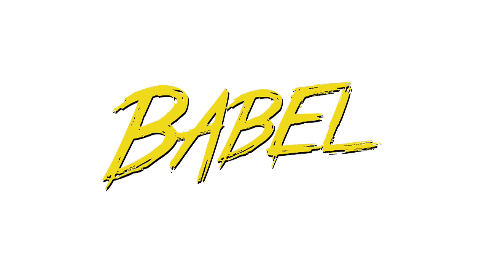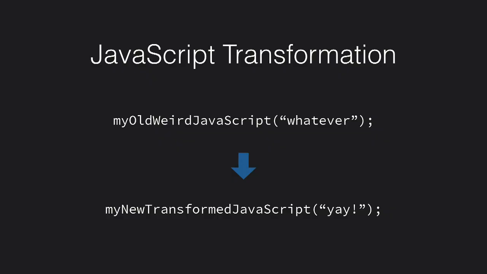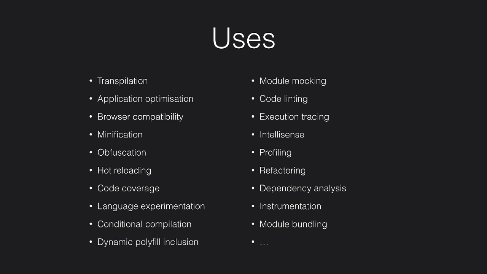Well, you'll find out. So Babel is a JavaScript transformer, a JavaScript compiler. You put JavaScript in and you get JavaScript out. The popular use case for it is as an ES6 compiler, but it can do a whole lot of other stuff. There's a plugin architecture that allows you to hook into this pipeline to transform JavaScript. Transpilation is the common use case. It's how Babel started out, but it's slowly becoming more generic.